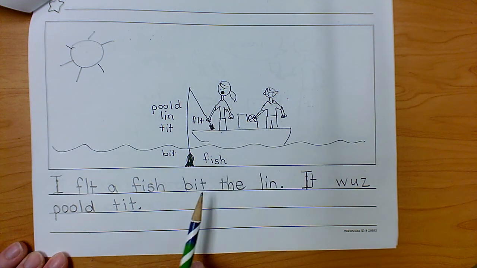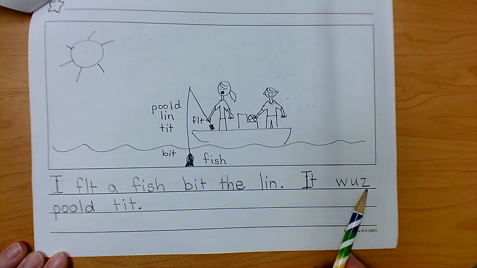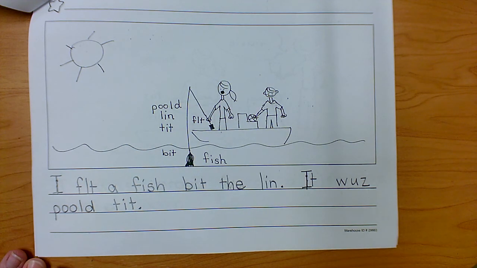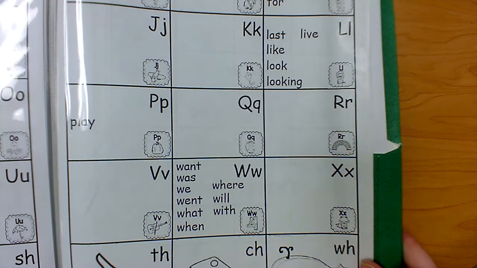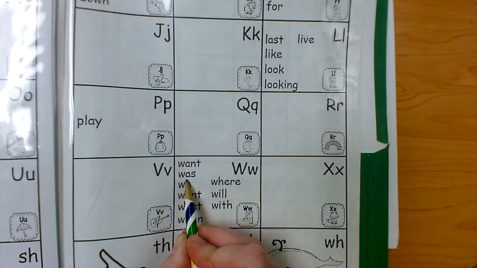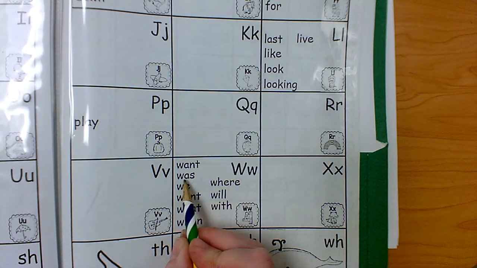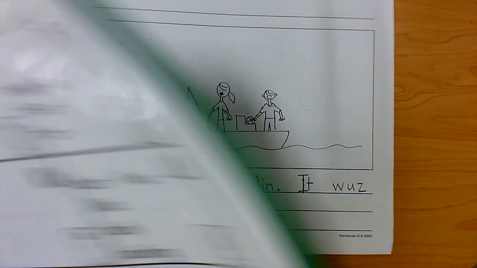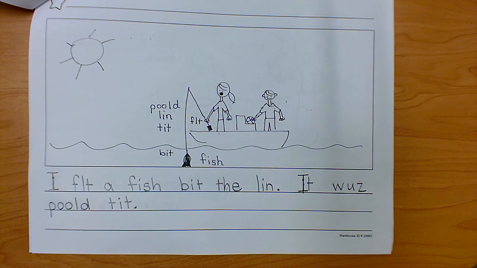I felt a fish bite the line. It was. I don't think that's the right way to spell was. And was is a sight word. It will be in the W box. There it is. That's the word was. W-A-S. I better fix that one. It's one of my rabbit words. I should be able to spell it.